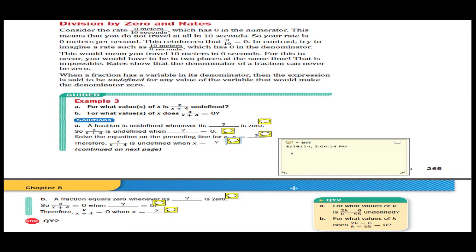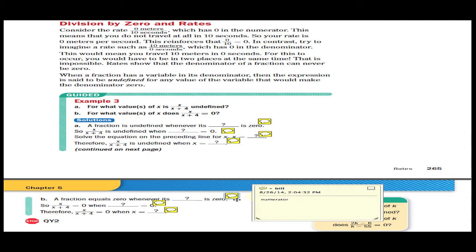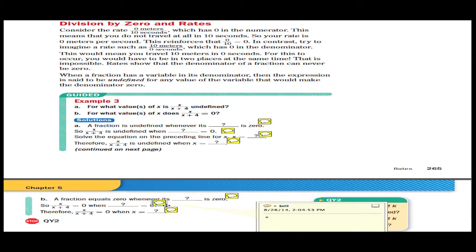Part B of this is asking for when the fraction is equal to 0. And that is true whenever the numerator is equal to 0. So the numerator in this case is x, so when x equals 0, then the fraction is equal to 0. So therefore x over x plus 4 equals 0 when x equals 0.